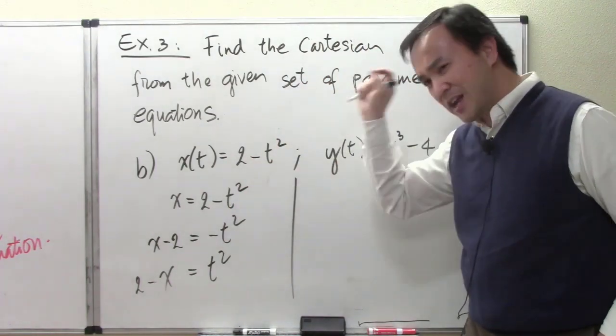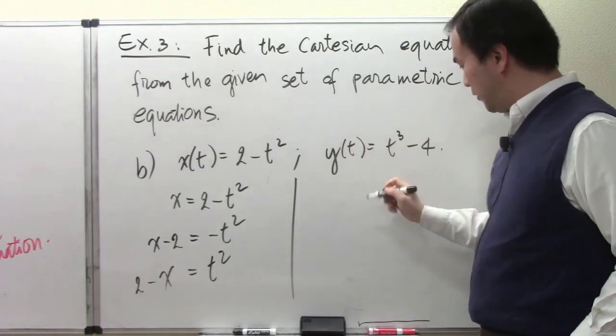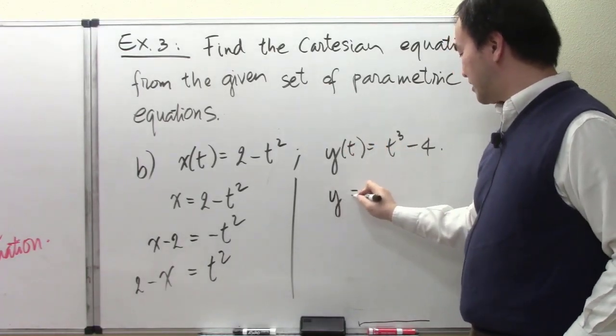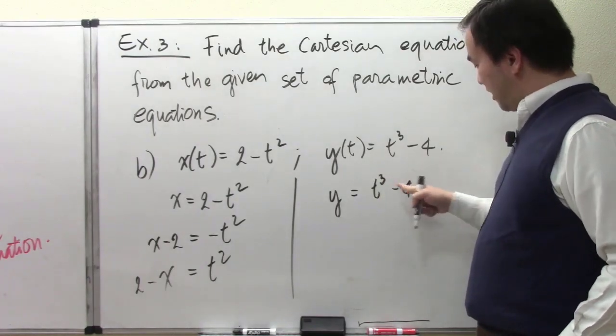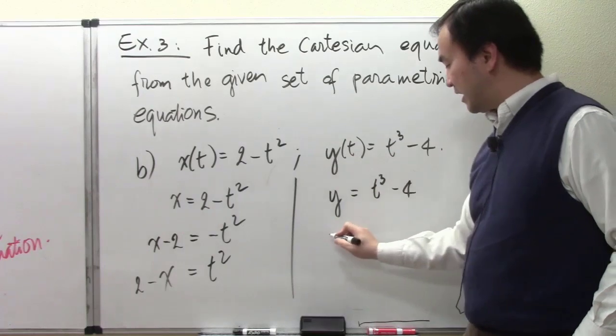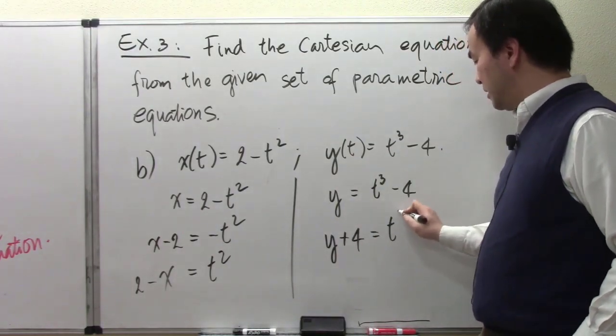Similarly, I'm trying my best to solve for t. So y equals t cubed minus 4. I'm going to rewrite it as y equals t cubed minus 4. And then I'm going to solve for t by adding 4 to the other side. So here y plus 4 equals t cubed.